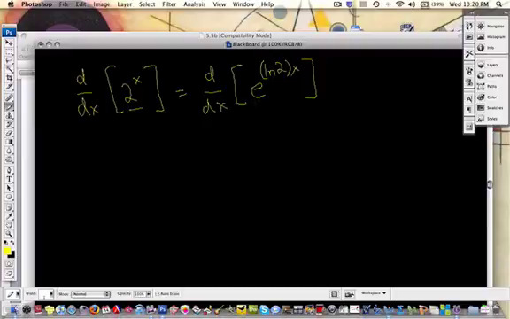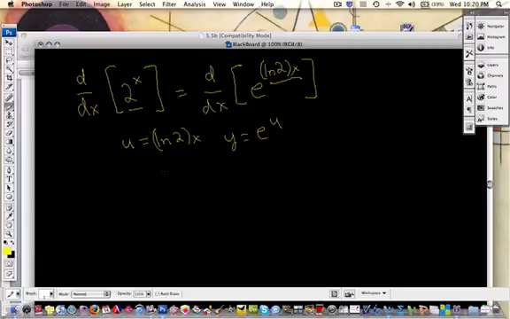And the technique we're going to have to use on this is the chain rule, because we've got our inner function here, and the outer function is the exponential. So our u will be ln2 times x. That's the inner function. The outer function will be e to the u.